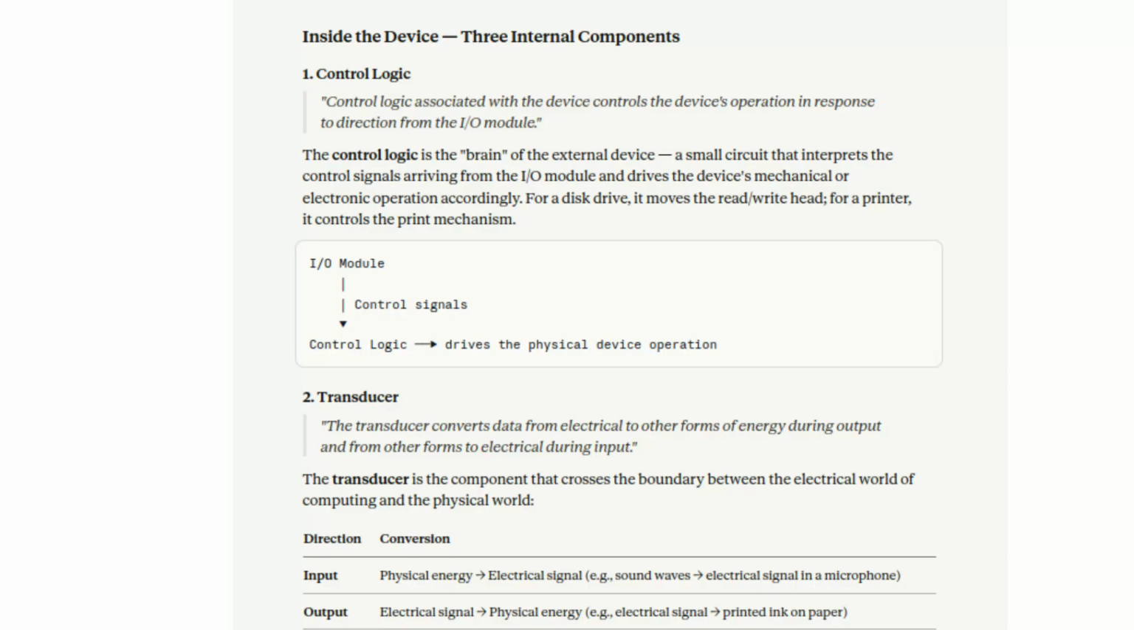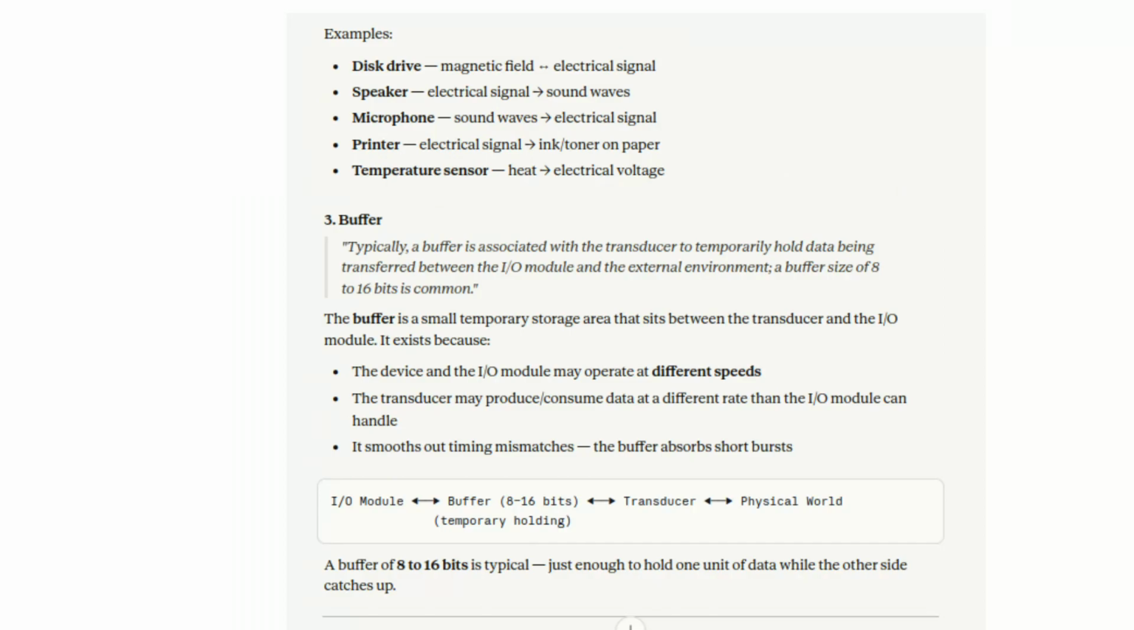So physical energy to electrical energy, and electrical energy to electrical signal, we can say electrical signal to physical energy is what you have to understand here. Some example, if you take this drive, there is magnetic field. That magnetic field I have to convert to electrical signals.